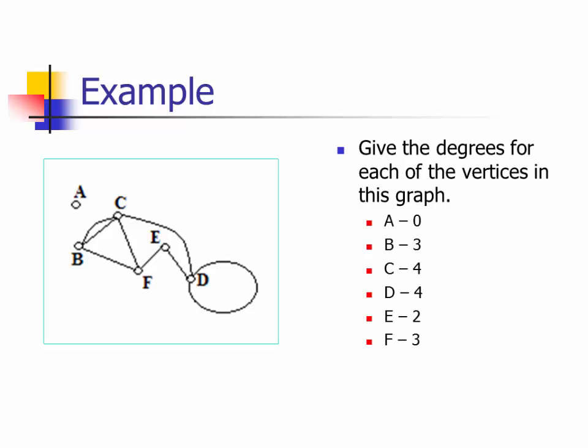So, the degree for A would be 0. The degree for B will be 3, because we've got those 3 edges. The degree for C is going to be 4. And the degree for D is 4. The degree for E is 2. And the degree for F is 3.